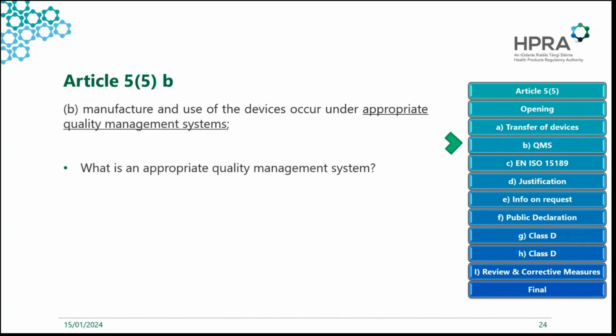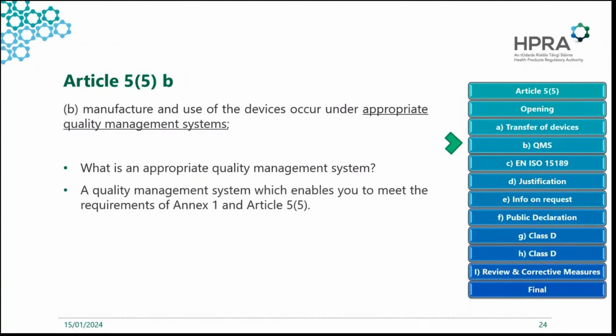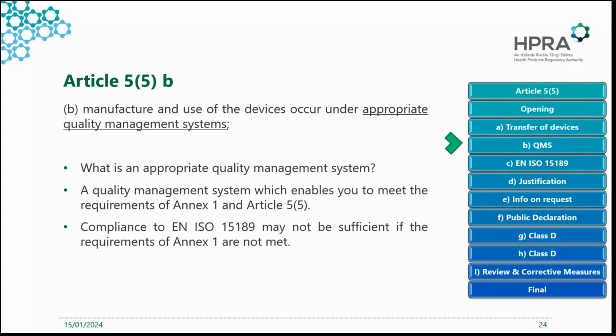So moving on to Article 5.5b. This talks about the manufacture and use of IVDs should occur under an appropriate quality management system. So what is an appropriate quality management system? Well, there's no specific standard called out in the regulation for in-house devices. So an appropriate quality management system is one which enables you then to meet the requirements of the regulation, which is Annex 1 and Article 5.5. We often get the question, I'm accredited to ISO 15189. Is that sufficient as a quality management system? And the answer is it may not be. So you have to evaluate whether the quality management system you have in place is sufficient to enable you to meet the requirements of Annex 1 and Article 5.5. So you can't just take for granted that it is. But once you've done that evaluation, then you can be certain that you're operating under an appropriate quality management system.